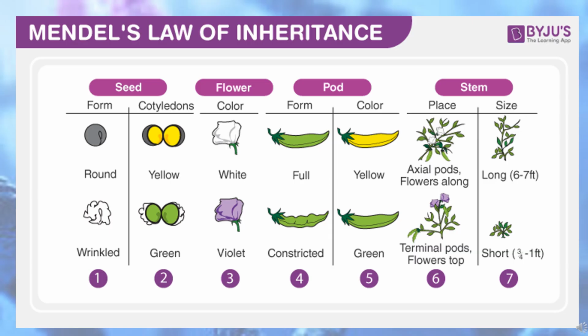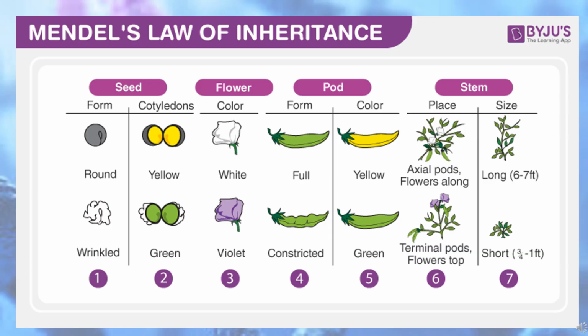From the precise mathematical 3 to 1 ratio, of which he found several other examples, he deduced not only the existence of discrete hereditary units, genes, but also that the units were present in pairs in the pea plant and that the pairs separated during gamete formation.